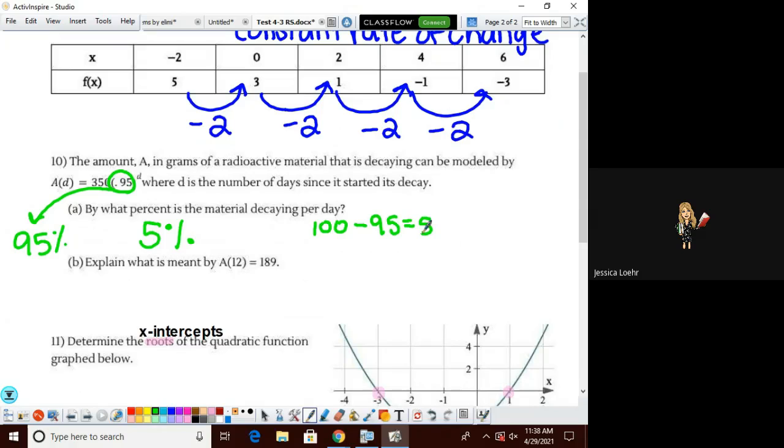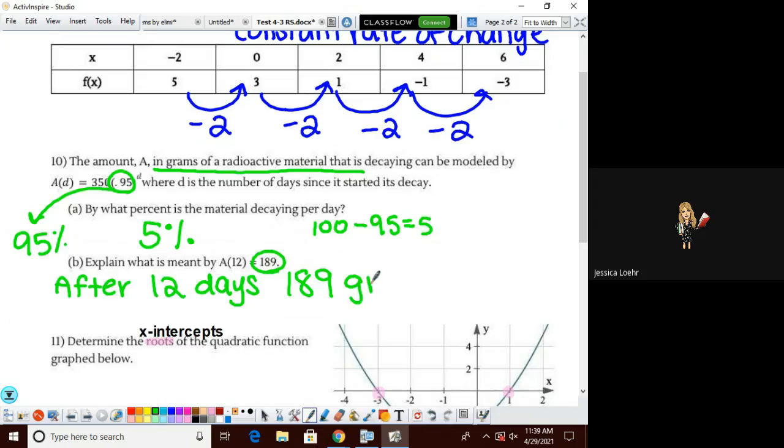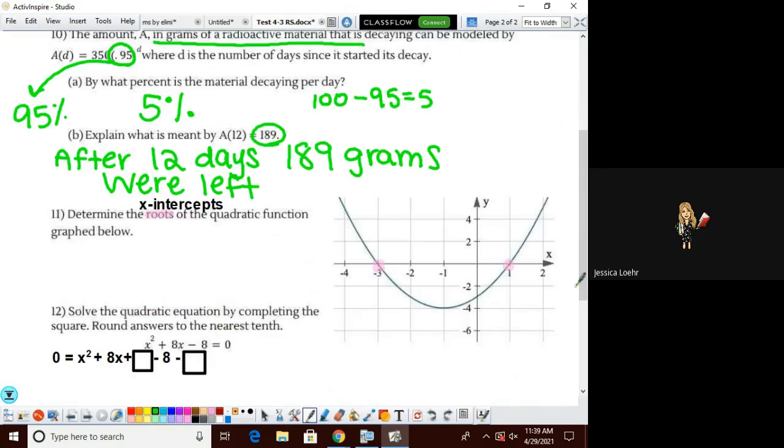Explain what is meant by A of 12 equals 189. 12 is in parentheses, so is D. D represents the number of days. So you're going to say after 12 days, 189 represents the amount in grams that's left. So after 12 days, 189 grams were left. You have to be really specific there. Or you can just say 189 is the amount left. I'll let that one slip too.